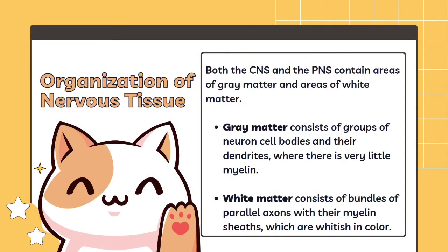Now let's proceed to the organization of the nervous tissues. Both the CNS and the PNS contain areas of gray matter and areas of white matter.